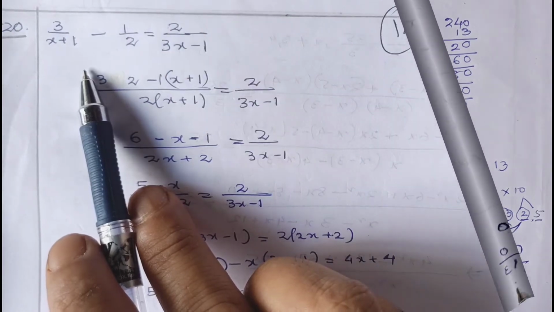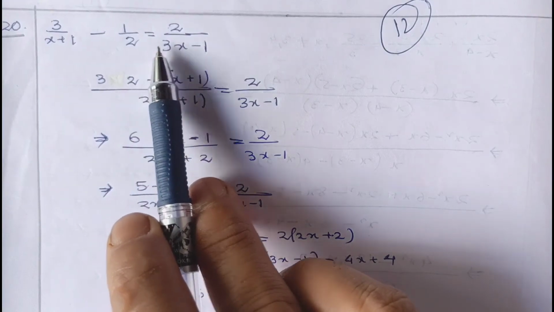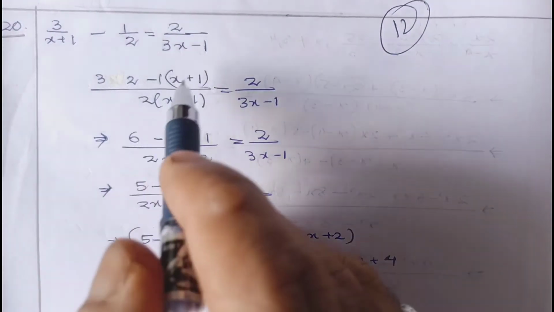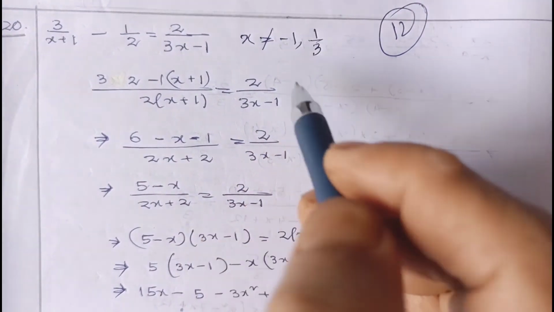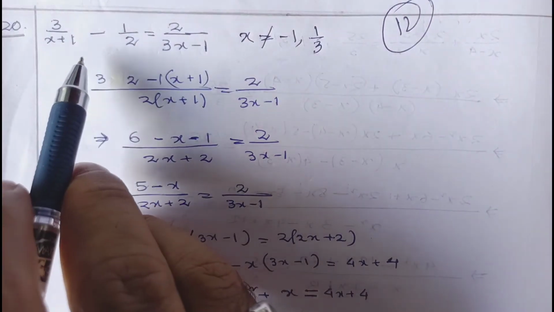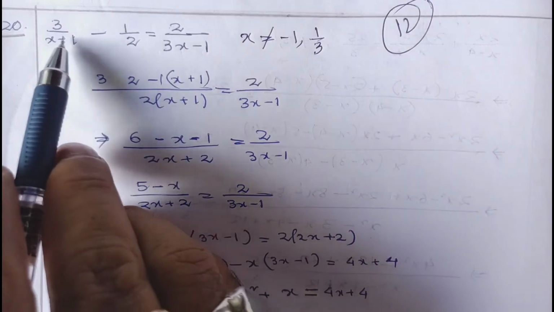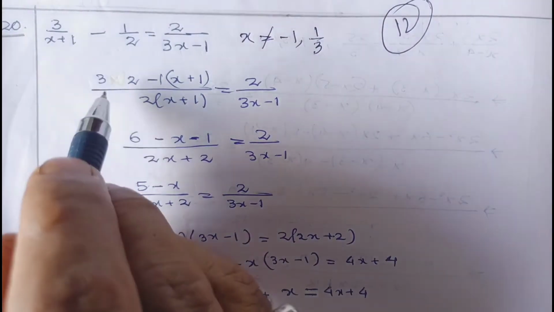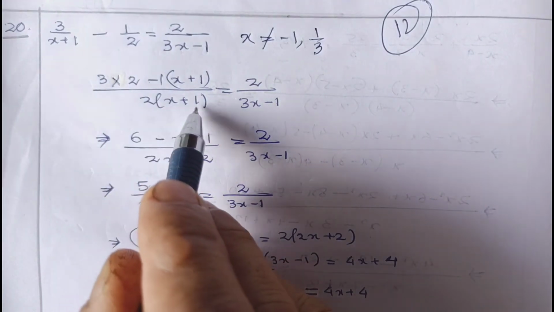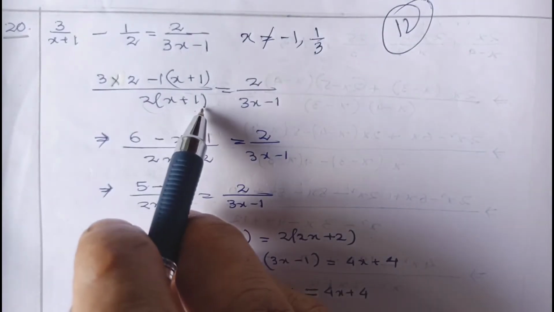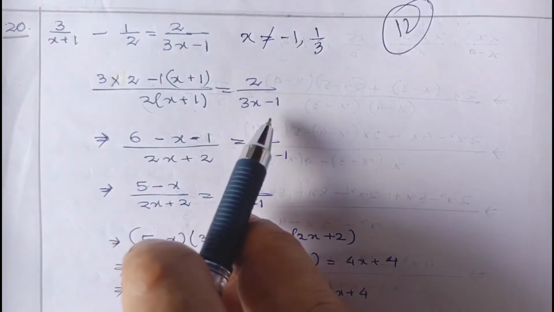Now in question number 20 it is given 3 divided by x plus 1 minus half equals to 2 divided by 3x minus 1, and in the question it is given x is not equals to minus 1 and 1 by 3. Now here if we take the LCM, it will be 2 into x plus 1. 2 into x plus 1 divided by x plus 1, it will be 2, so it will be 3 into 2 minus 1 into x plus 1 divided by 2 into x plus 1 equals to 2 divided by 3x minus 1.